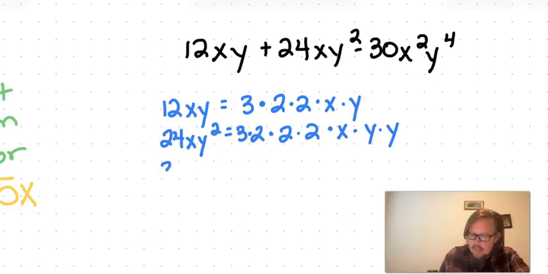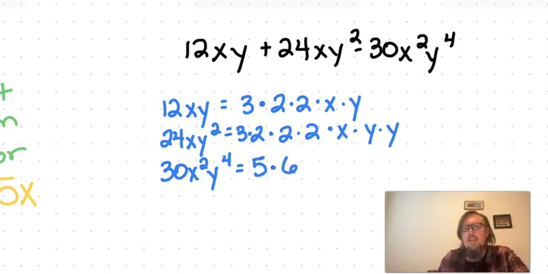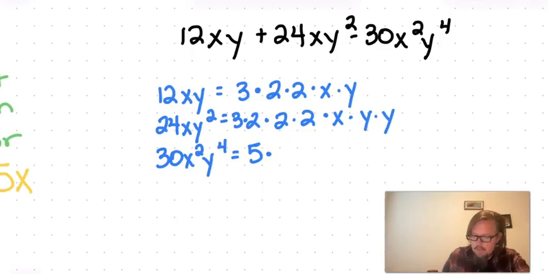And then last we've got 30x squared y to the fourth. 30 is 5 times 6. Oh, but 6 is not a prime number. 6 is 3 times 2. So let's replace this 6 with 3 times 2. And then times x squared, which is x times x. And then times y to the fourth, which is y times y times y times y.